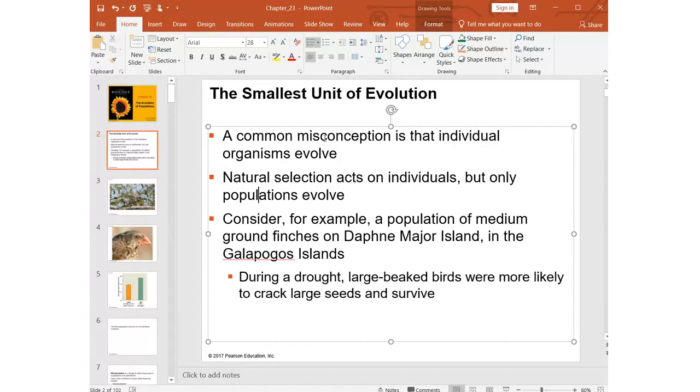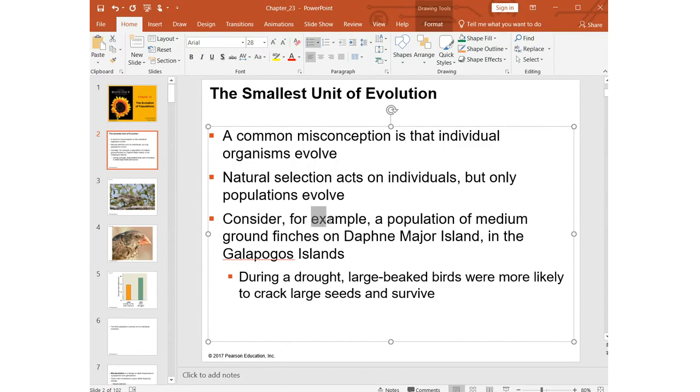So there's a common misconception that individuals survive. Individuals don't survive. Individuals are subject to natural selection, but populations are the only things that actually evolve. So really the smallest unit of evolution is actually the population. A little bit later in the chapter, we'll define specifically what a population is, even though you've probably got a pretty good intuitive, common sense idea of what a population is. We'll define it formally later on in the chapter.